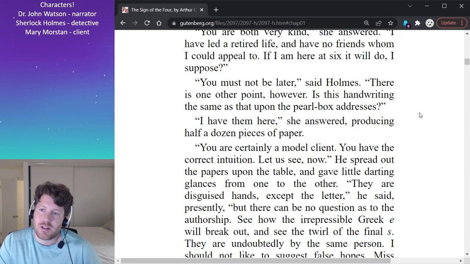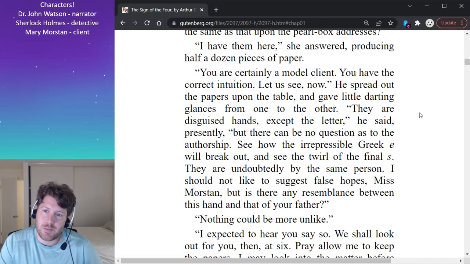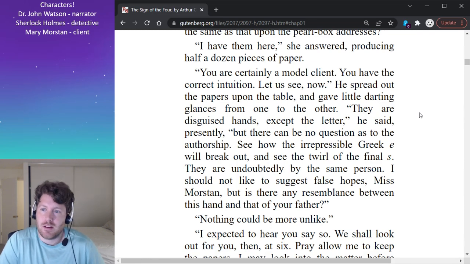I have them here, she answered, producing half a dozen pieces of paper. You are certainly a model client. You have the correct intuition. Let us see now. He spread out the papers upon the table and gave little darting glances from one to the other. They are disguised hands, except the letter, he said presently, but there can be no question as to the authorship. See how the irrepressible Greek E will break out, and see how the twirl of the final S? They are undoubtedly by the same person.